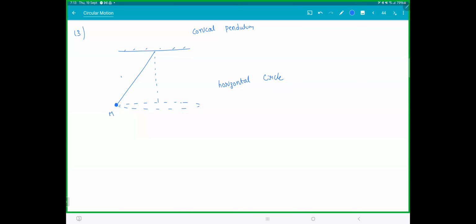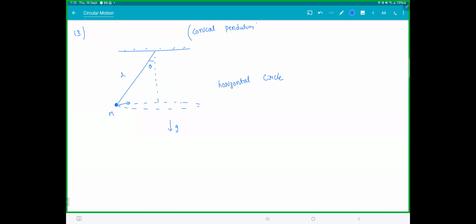Mass is m, length is L, this angle is theta. It is going in a circle. There is no information about speed. So this is called a conical pendulum. So if someone says a conical pendulum, this is what they're talking about. Or someone says a pendulum is going in a horizontal circle, this is what they mean. So they won't give you the diagram. They will simply say a conical pendulum, or a pendulum is going in a horizontal circle.